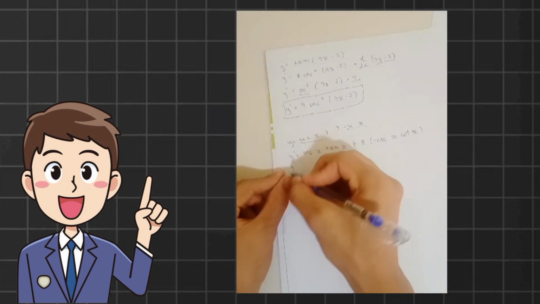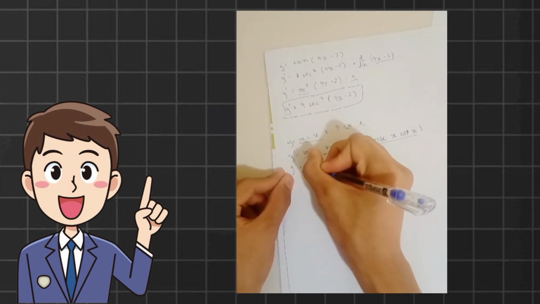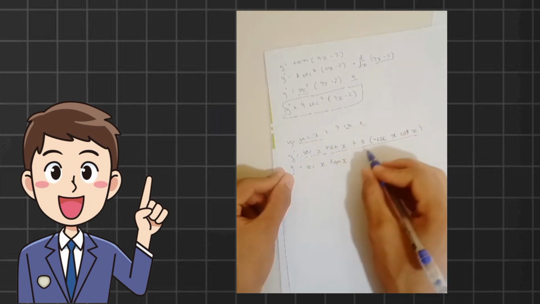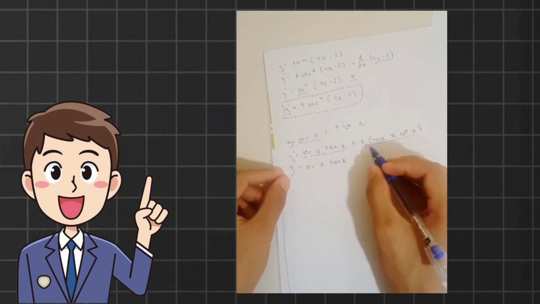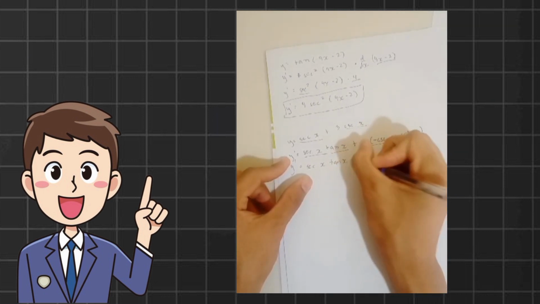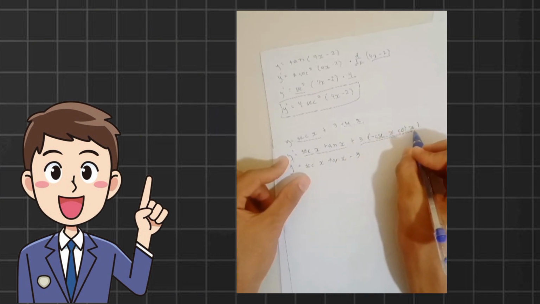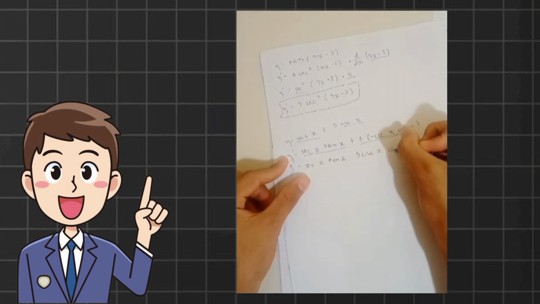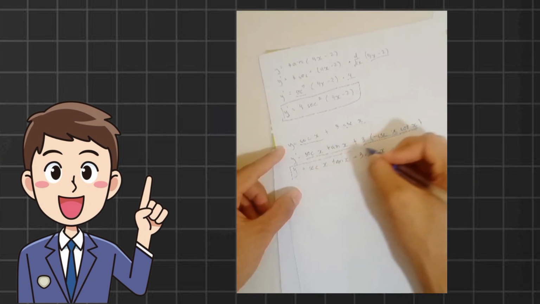Now let's multiply this number and copy the secant x tangent x. Multiply 3 by negative cosecant x cotangent x: positive times negative is negative, so copy the 3, then copy cosecant x cotangent x. Now this is the final answer of the problem.